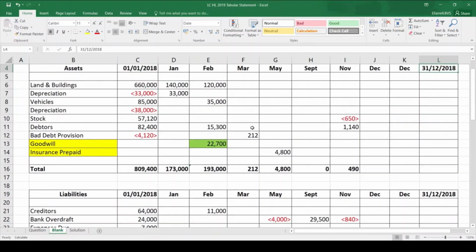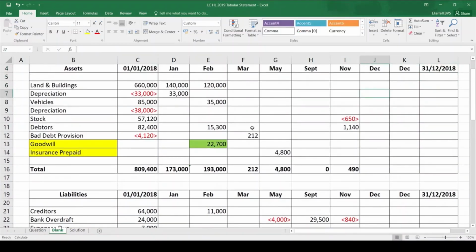So I go up to buildings, go to accumulated depreciation of buildings, and because it's a minus, this additional depreciation is going to increase that, so it's going to be minus 15,600. And we were told in the question that vehicles depreciation is 21,000, so it's going to be minus 21,000. Now, I'll just add those up. They come to 36,600.